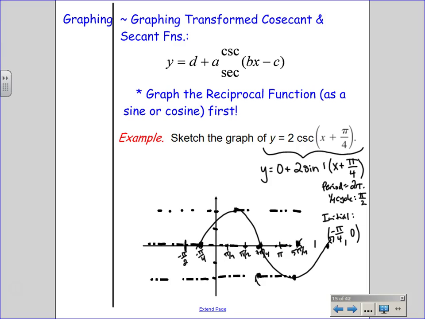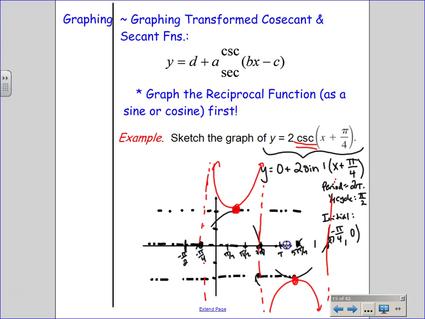But wait a minute. That's sine. Who am I supposed to be getting? Cosecant. Oh, cosecant. Let's take that little sine guy and make him dotted. And say, me too at the max. Me too at the min. Vertical asymptote whenever it's going to hit the axis. And then bounce. Bounce.